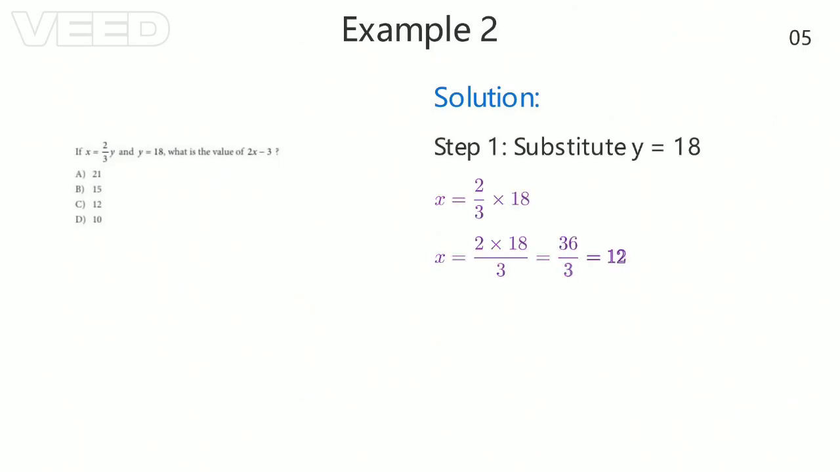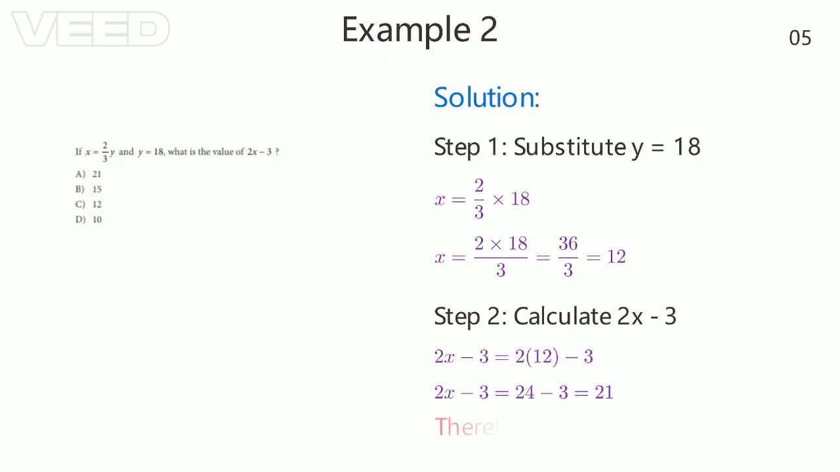For our second example, we have the equation x equals 2/3 times y, and we're told that y equals 18. This time, we need to find the value of the expression 2x minus 3. This requires a two-step substitution process. First, we find the value of x by substituting y equals 18 into the equation.